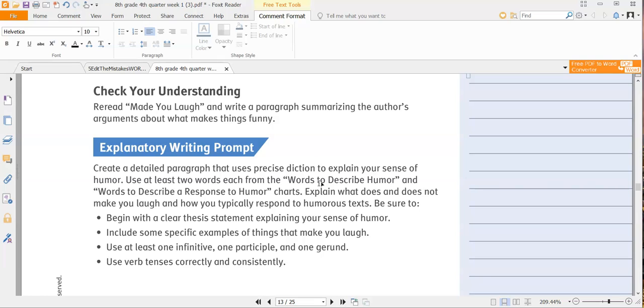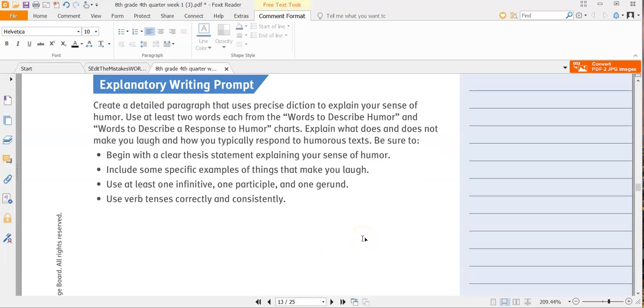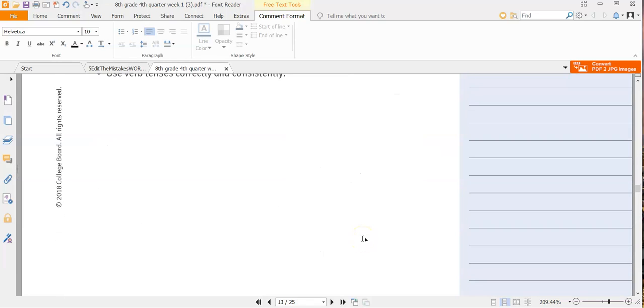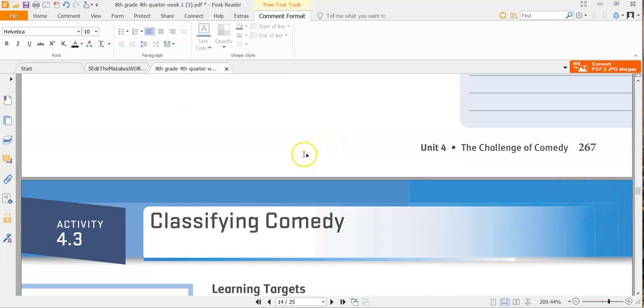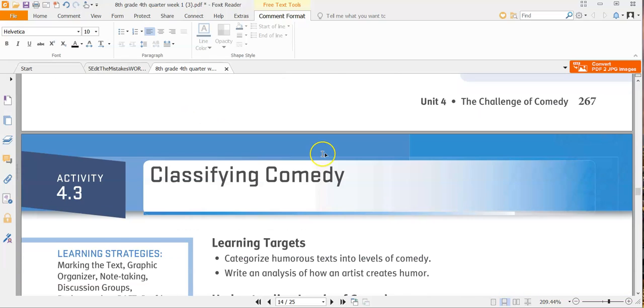Include some specific examples of things that make you laugh, and then use at least 1 infinitive, 1 participle, and 1 gerund. Last but not least, use verb tenses correctly and consistently, meaning you always stick in either present tense, past tense, whatever you're using. Feel free to write it here underneath. There's plenty of room for a paragraph as long as you don't make your font too big.